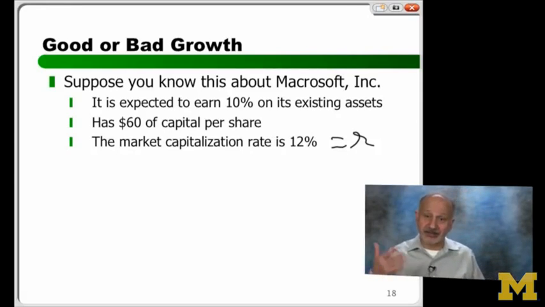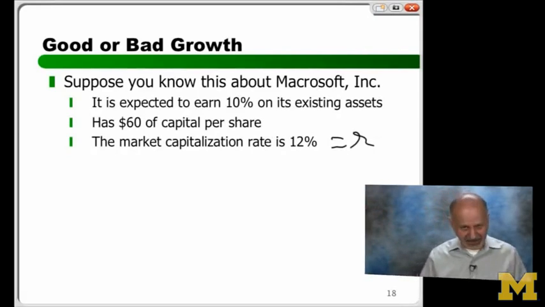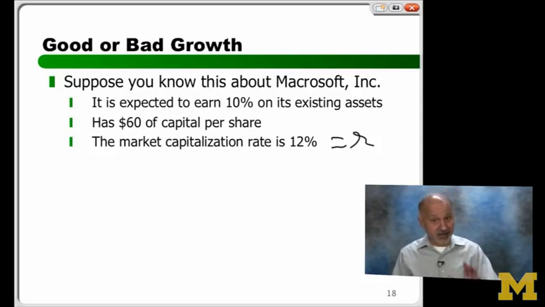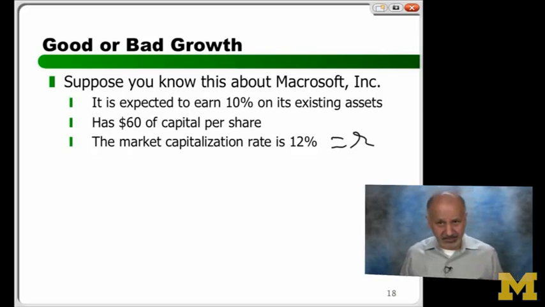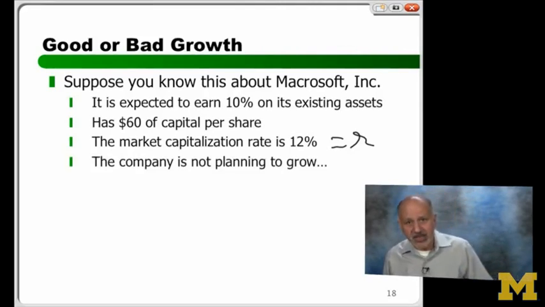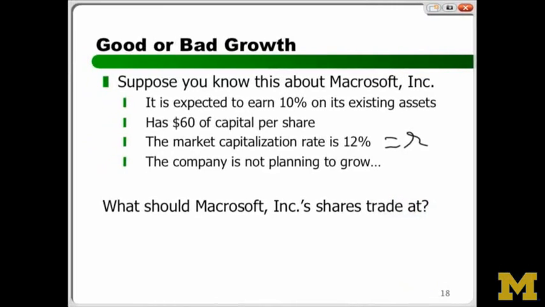And by the way, the rest of this class, almost, at least the next 2 weeks, are all about this. Because we haven't touched risk and return as yet. Where is it coming from? Similar businesses. I'll let you figure out who's doing similar business to Microsoft. The company is not planning to grow. What should Microsoft Inc.'s shares trade at?